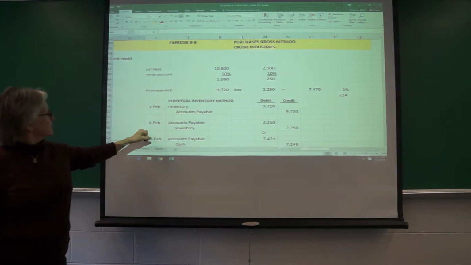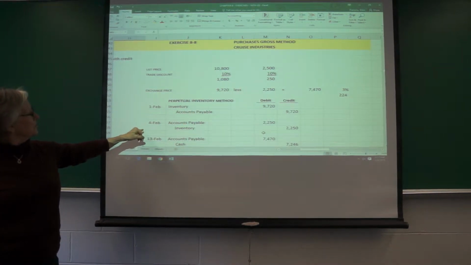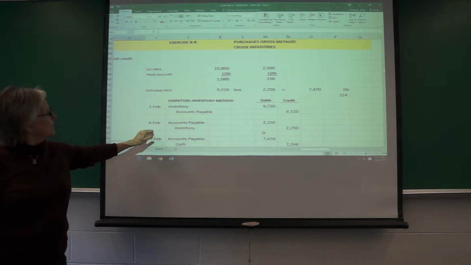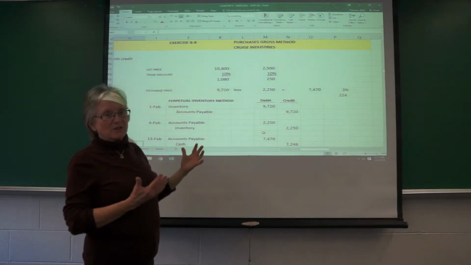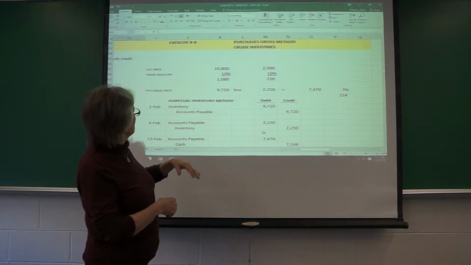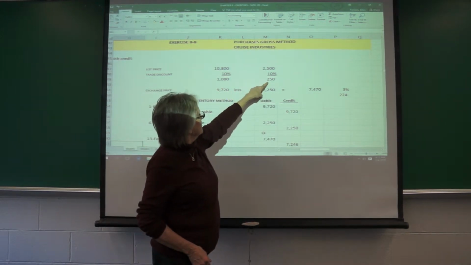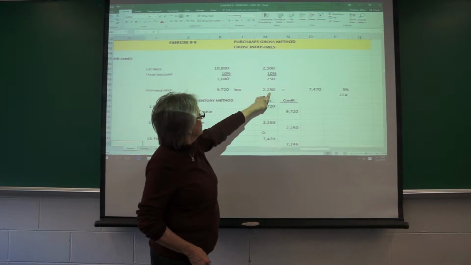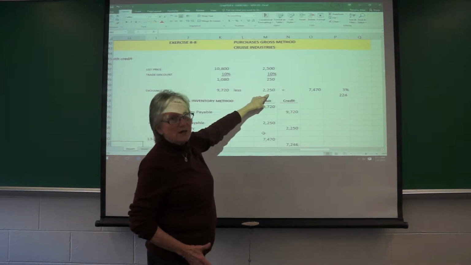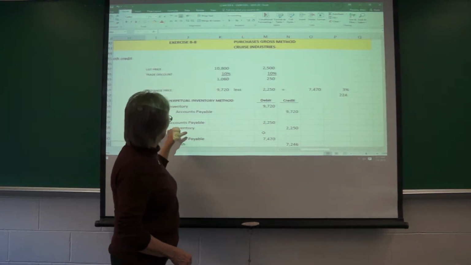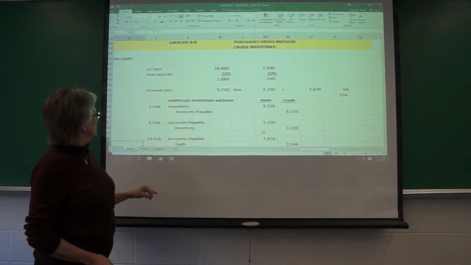On the 4th, some of the goods are returned. We return 2,500 worth of the goods to the supplier. And that is based on the list price. And so the trade discount would take 250 off of that. So the actual return amount is the 2,250. So we reduce the payable and reduce the inventory.